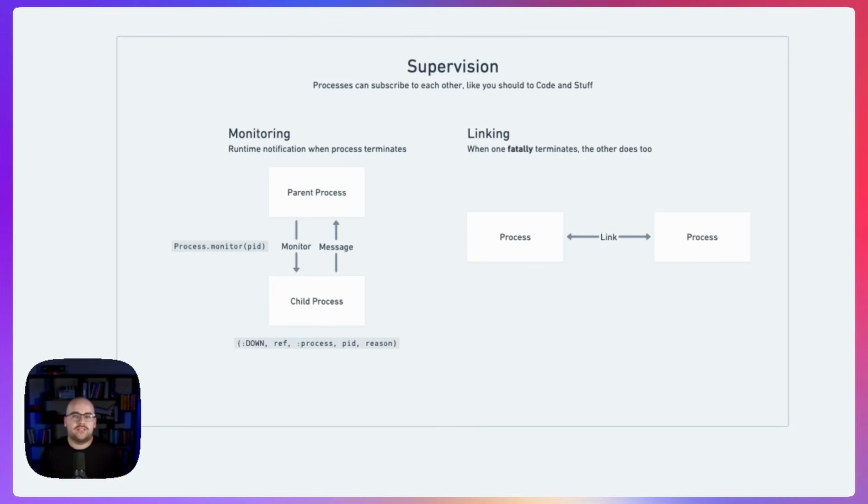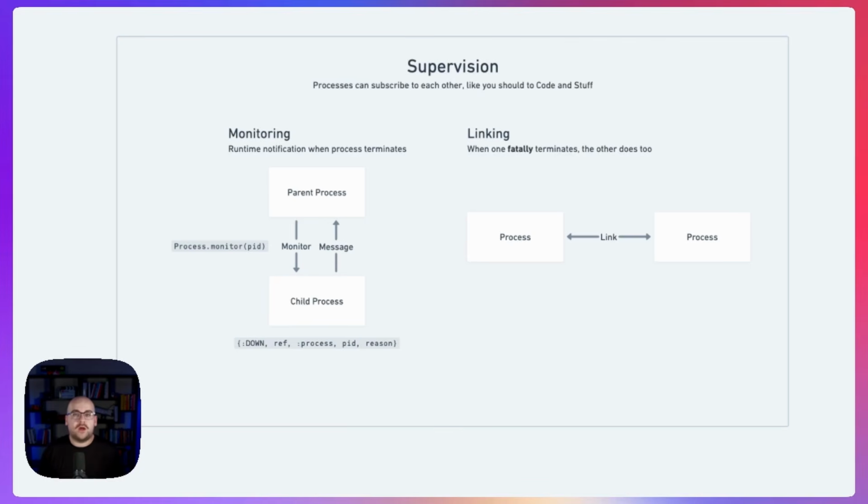If a parent process calls process.monitor with the PID of a child, the runtime will send a down message if the child terminates. This ends up in the parent's mailbox and can be handled just like any other message. If it's a GenServer, this will come in through handle_info, and if it's just a regular process, this will come in through a receive. Now maybe the parent is going to restart the child or trigger an alert. It can do anything because this is a part of your application code and it's all managed by the runtime.